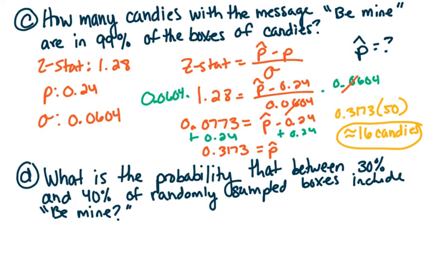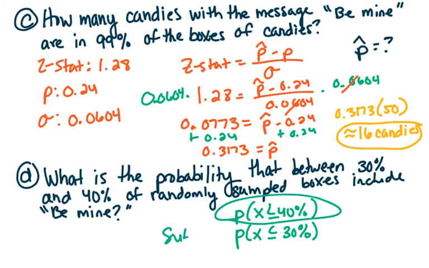I'm not going to have time to go over the full part D before my video shuts off. So what you're doing is you're going to be looking to find in between two numbers. You're going to find the probability of it being less than 40%, and the probability of it being less than 30%. And so if you're looking for the probability of it being in between these two, you're just going to take this one and subtract this one, and then that should give you your final answer.